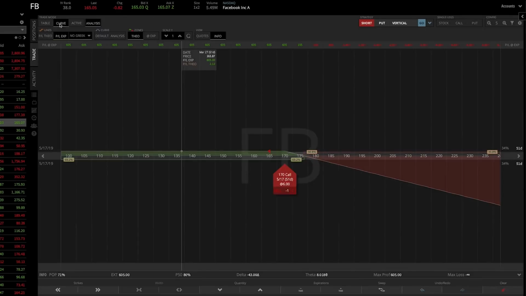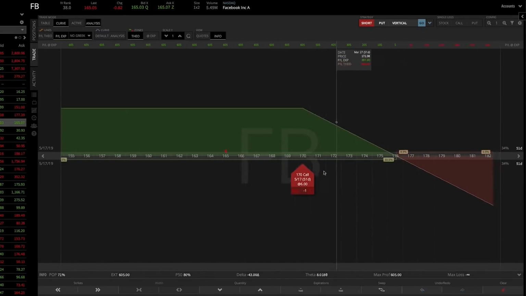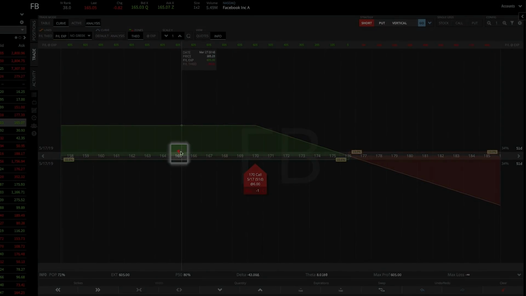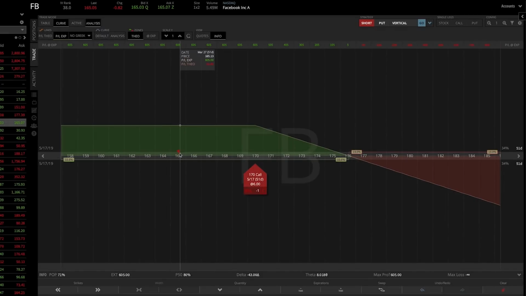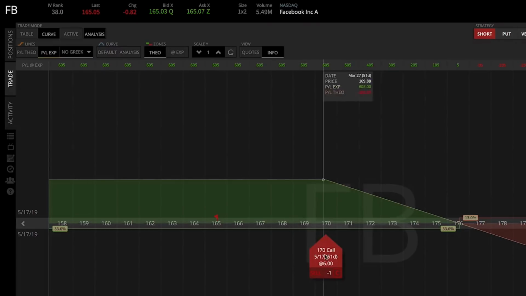So I'm going to go to the curve view. Analysis is already activated, and I'm just going to visualize the risk profile of this position. As we can see here, this little red flag is right over the 165 price level, and that's telling me that Facebook is currently trading right around $165. Now, at every point to the left or below this 170 call's strike price, we see that the maximum profit potential of $605 would be realized if Facebook were to be below the 170 price level at expiration in 51 days.